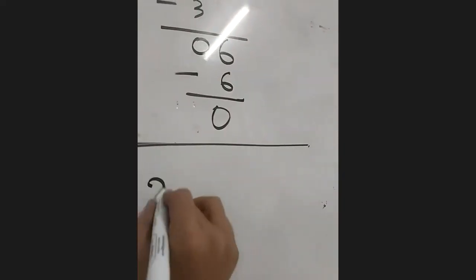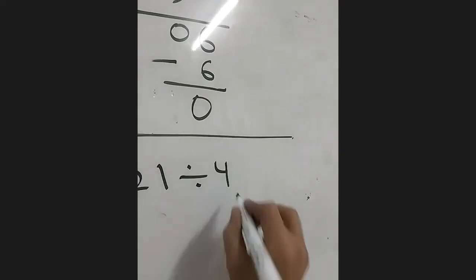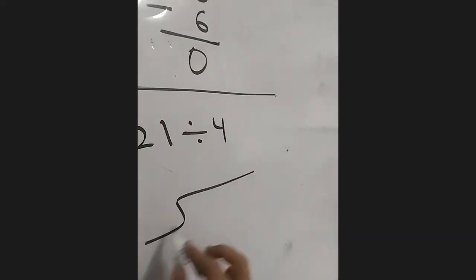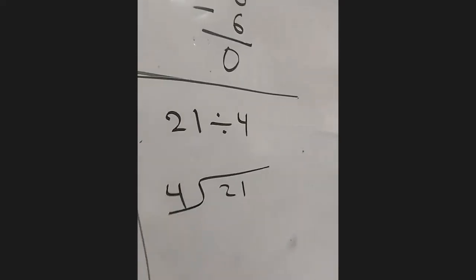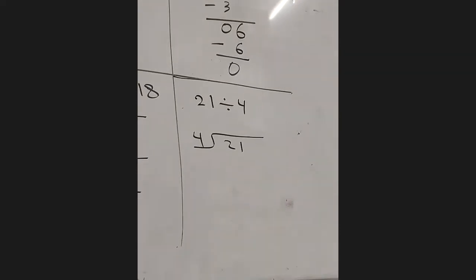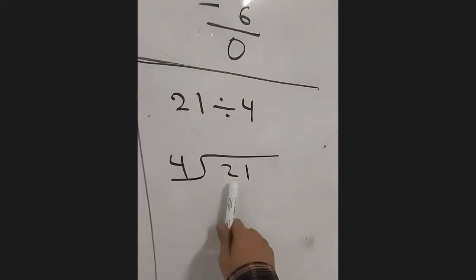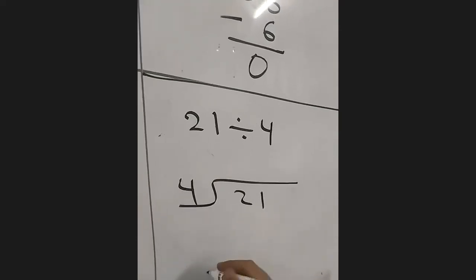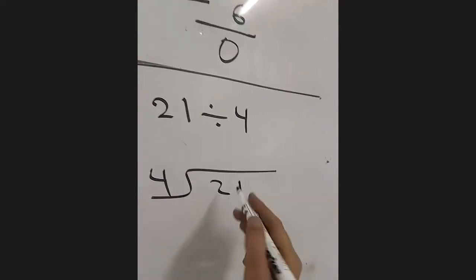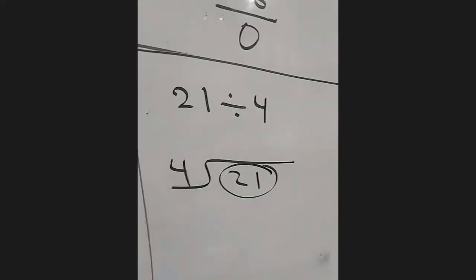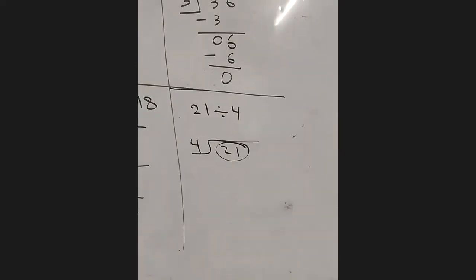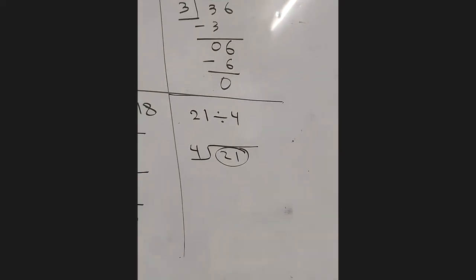My question is, what will it be if the first digit is low, it's less? Like this one, 21 divided by 4, for example. Look here, 21 divided by 4. Now the first digit is less than 4. We cannot take the first digit alone. We will take both digits together. Got it? Make it bigger.